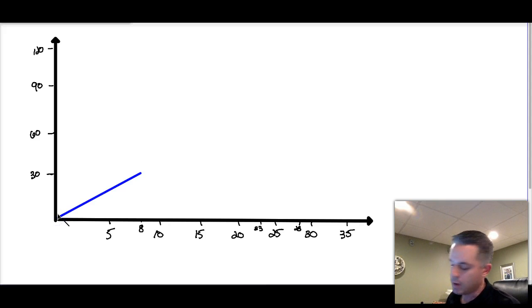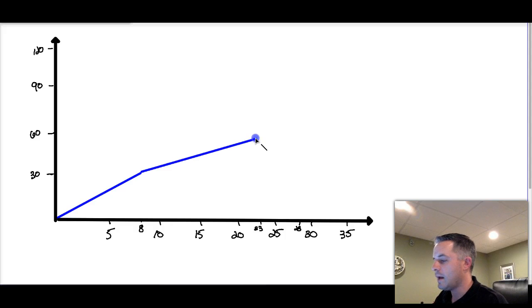The second 30-meter hallway, she travels another 30 meters in 15 seconds. And if you think about total elapsed distance and time, she's traveled now 60 meters and it's taken her 23 seconds. So our second segment is going to go from 30 to 60 on the distance side and 8 to 23 on the time side. So when we do that, our next graph will look somewhere in that area.